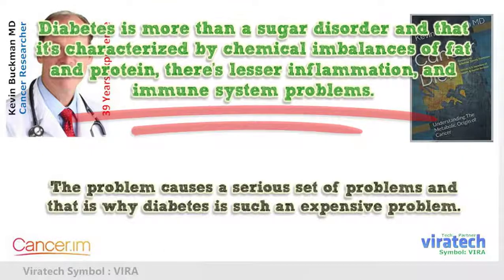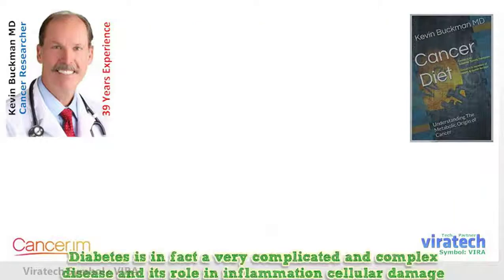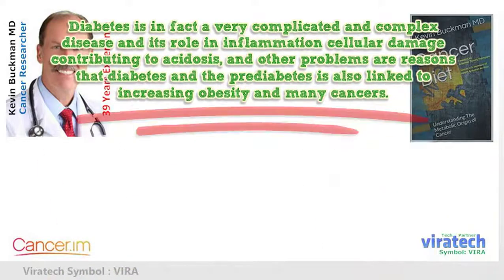The problem causes a serious set of problems, and that is why diabetes is such an expensive problem. Diabetes is in fact a very complicated and complex disease, and its role in inflammation, cellular damage, contributing to acidosis, and other problems are reasons that diabetes and prediabetes are also linked to increasing obesity and many cancers.